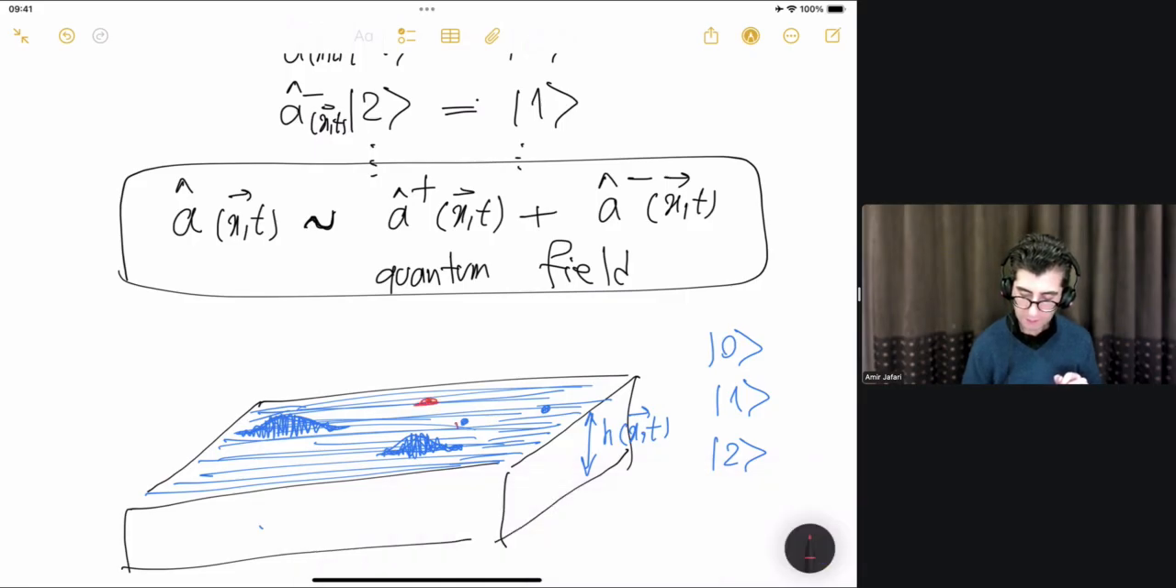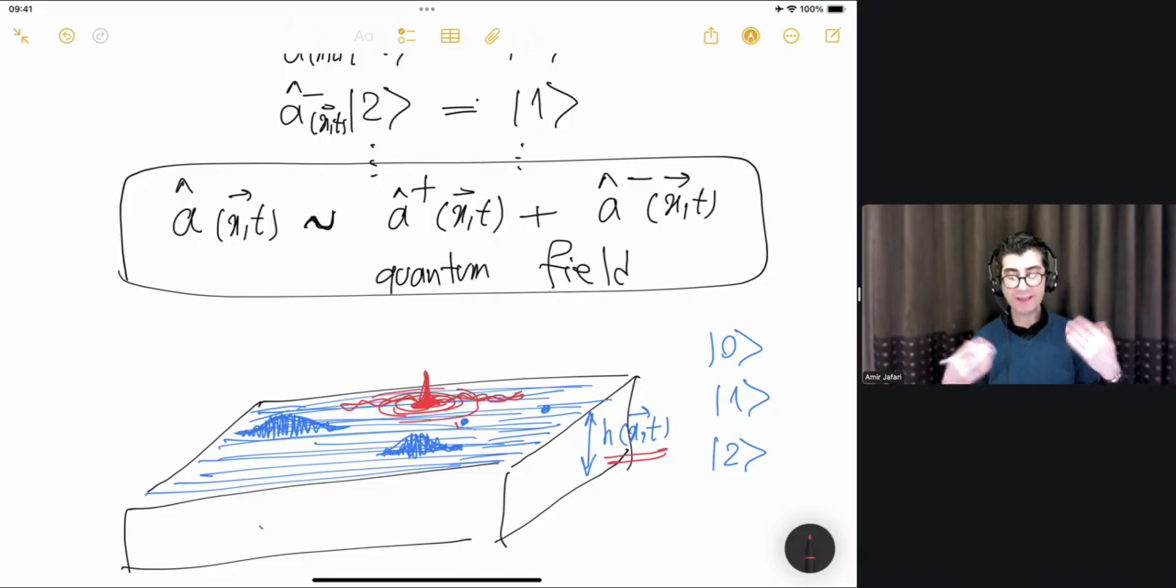An excitation here would be something like this. You drop a pebble and it gives you some waves. So you excite this function h at a given point in space and time, and that excitation, that change in the field, depth of water, can be thought of as a particle because it creates waves, and waves, quantum mechanically, are representing particles, okay? They are particles.